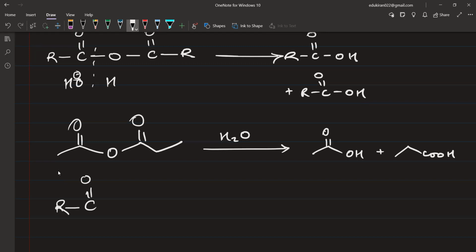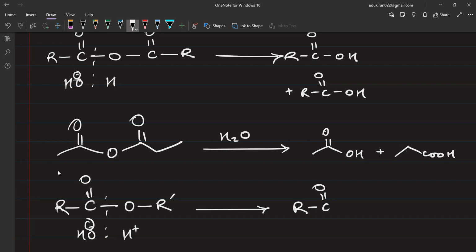R, C double bond O. Let's suppose you have O R dash. Okay, so again this oxygen atom is going to attach here. H plus of the water is going to attach on the oxygen atom. So यहाँ पे आपको R, C double bond O, OH plus R dash OH. So you are going to get a carboxylic acid and also an alcohol.